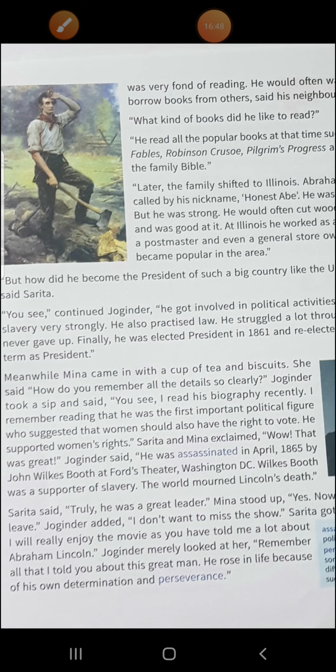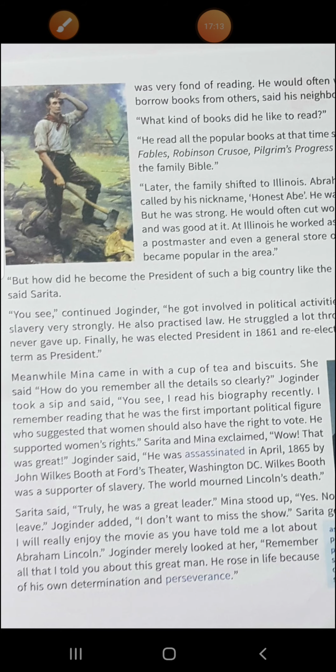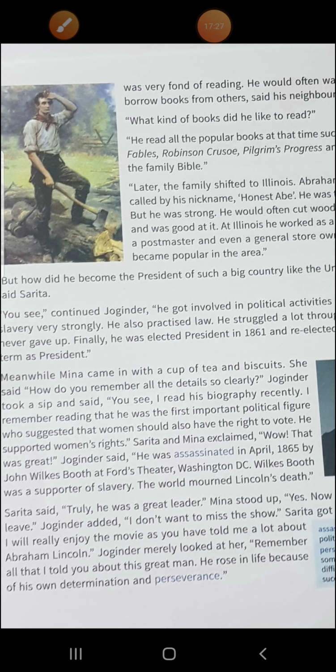Then Joginder said that he was assassinated. Assassinated means murder that is done due to some political reason. All right, so he was murdered. But we don't say murder for these political people, we say assassinated. And he was assassinated or killed or murdered, you can say, in April 1865 by John Wilkes Booth. That's the name of the man who killed him. He actually shot him with his gun at Ford's Theatre, Washington, D.C. So in Washington, D.C. he killed him.